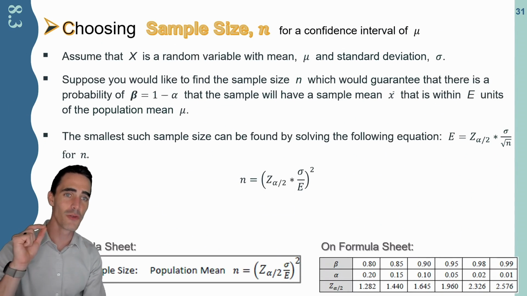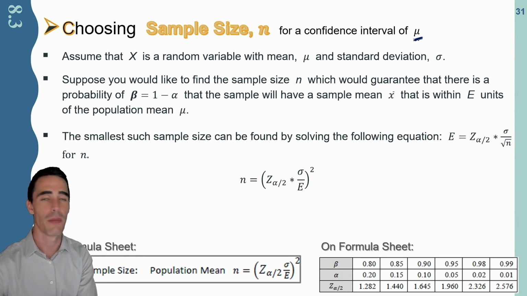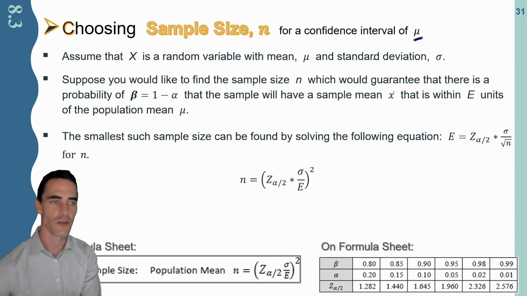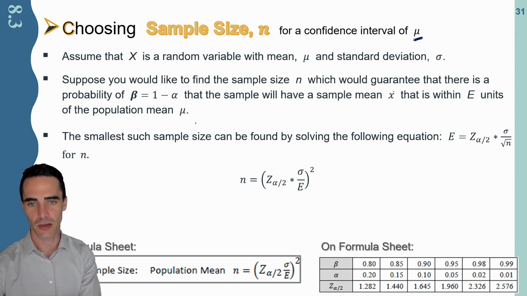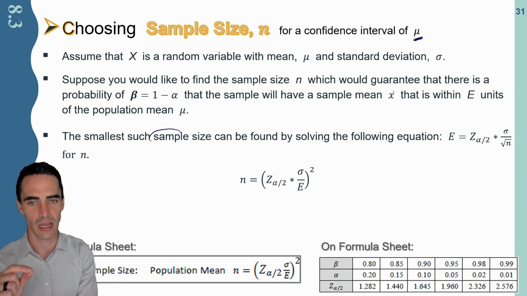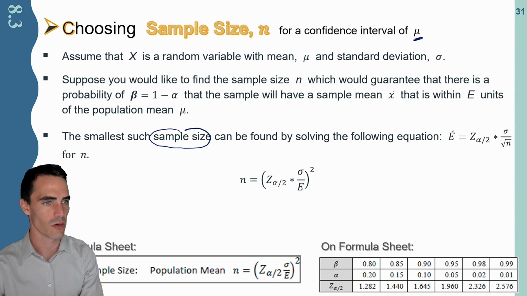This is how you choose sample size for confidence intervals, particularly for a population mean. You need a couple ingredients in order to do this. Those are highlighted in this phrasing up here. If you're looking for a smallish sample size which guarantees a certain margin of error, E, you can use this formula over here.